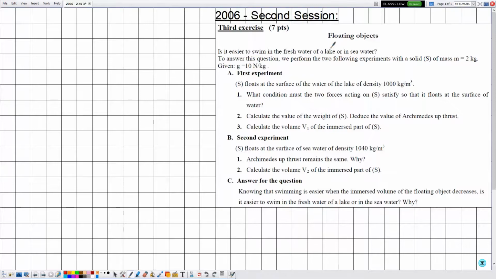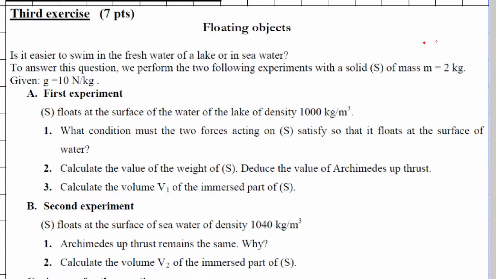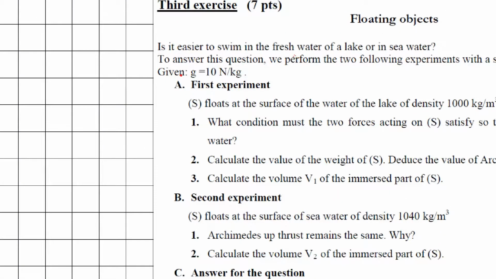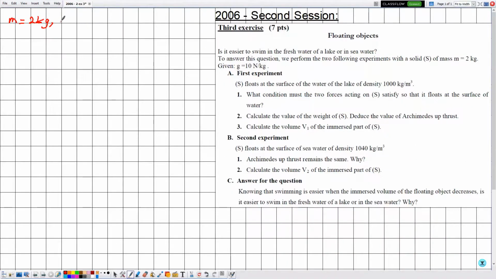Is it easier to swim in the fresh water of a lake or in seawater? So as we can see, the opening of this exercise is a question. To answer this question, we perform the two following experiments with a solid S of mass m equal to 2 kilograms. So the mass of the solid is given by 2 kilograms. And given g is equal to 10 newtons per kilogram, which means that we are performing this experiment on the surface of Earth.